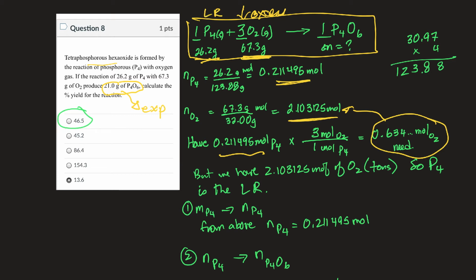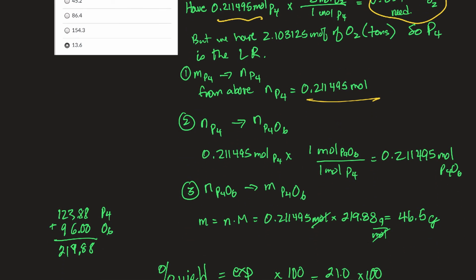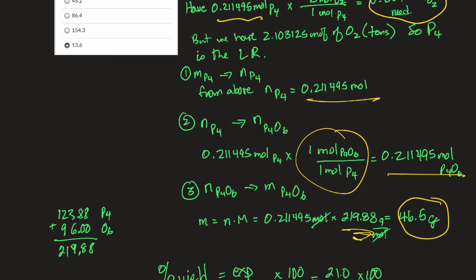Okay, so I started doing stoich with P4. So I need to find moles first. Already done that. Then use the mole ratio. It's 1:1, and I get the same number. And then I find the mass produced, so multiply it by the molar mass, and I get this number.